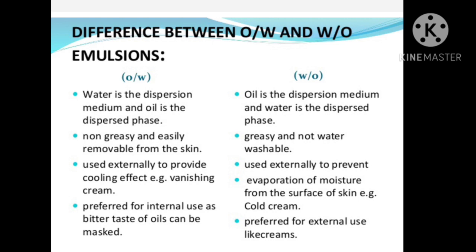Water in oil emulsion is useful for the production of oil-based products such as cream and other oily moisturizers. Oil in water emulsion is useful in the production of water-based products such as sunscreen and makeup.